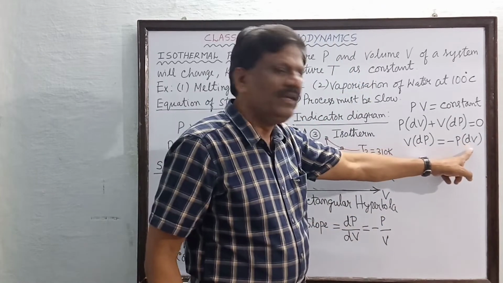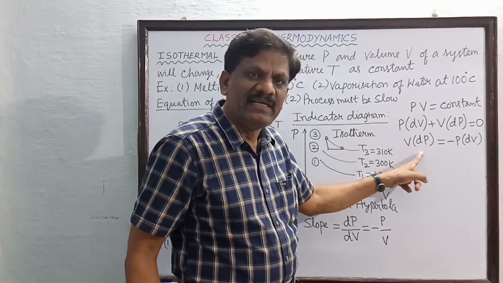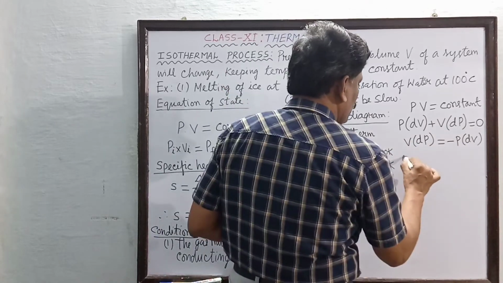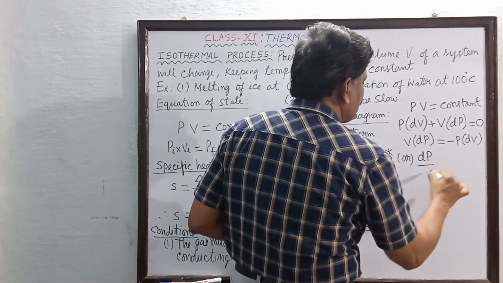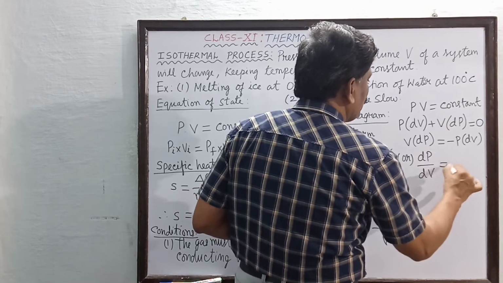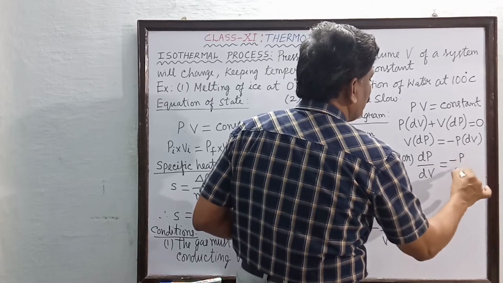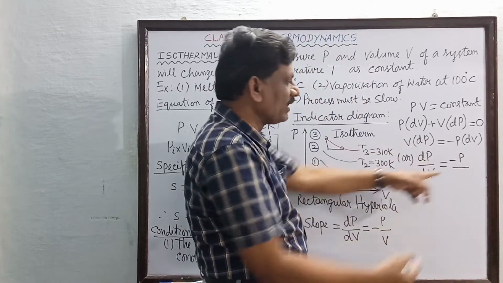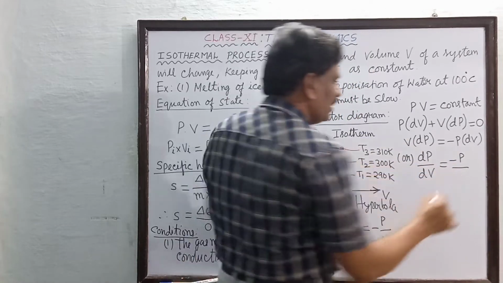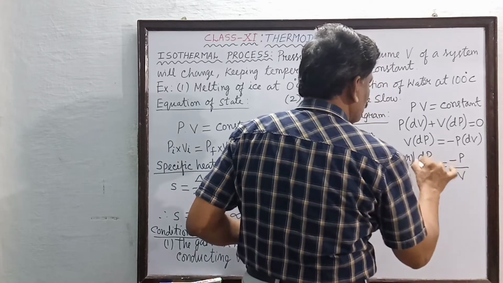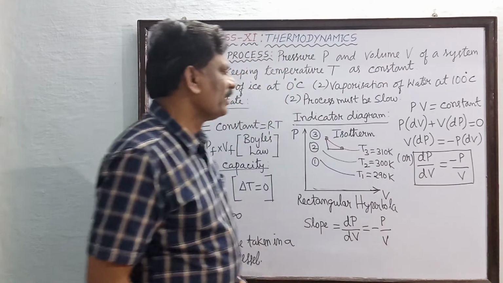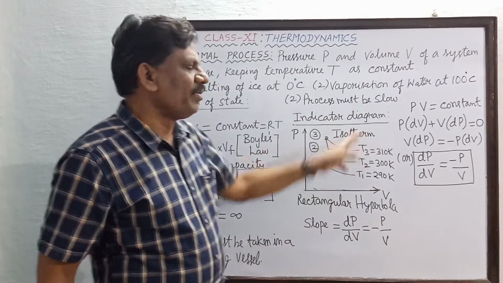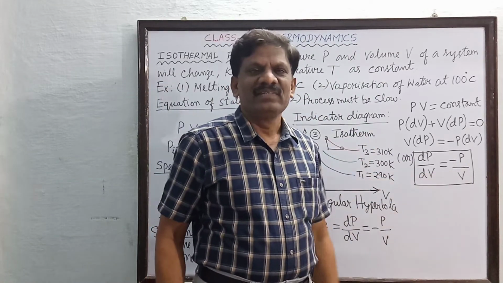Now this dV is shifted to the left hand side denominator. So I can rewrite this: dP divided by dV is equal to minus P divided by V, since this V can be shifted to the right hand side denominator, is it not? So minus P by V. This is the slope of the PV diagram, the slope of this isotherm.